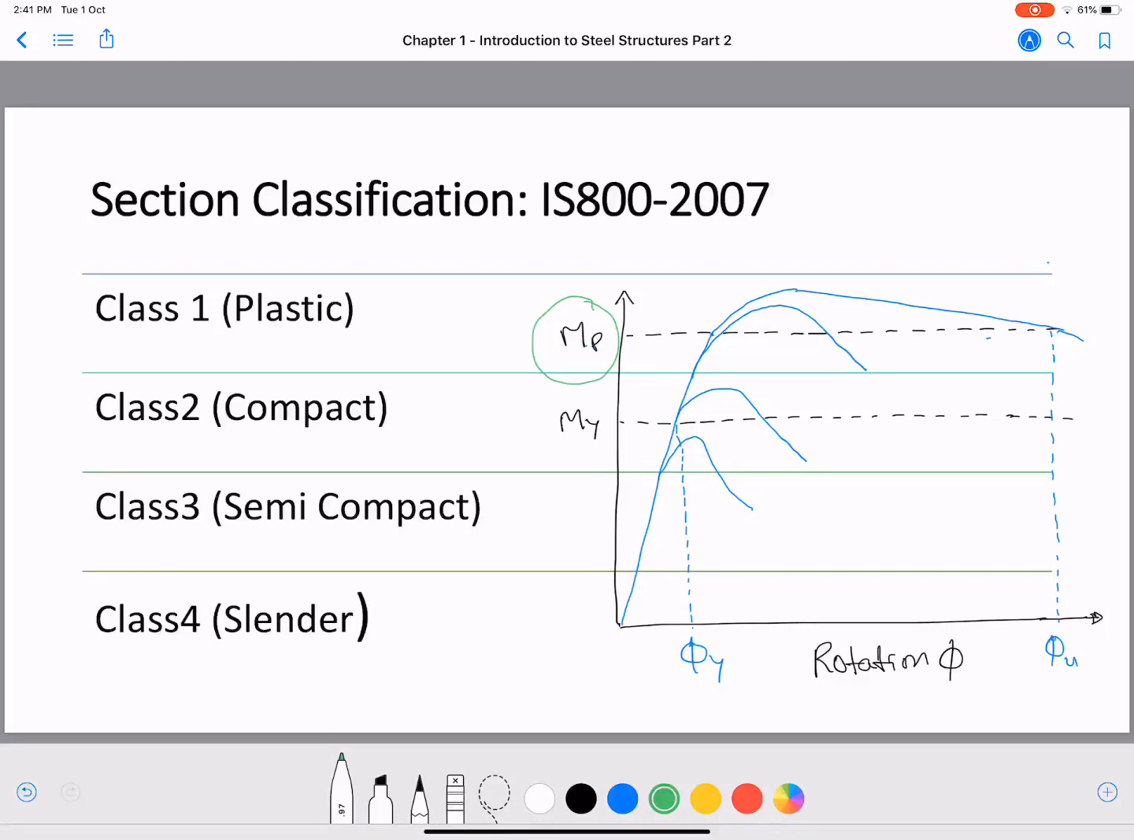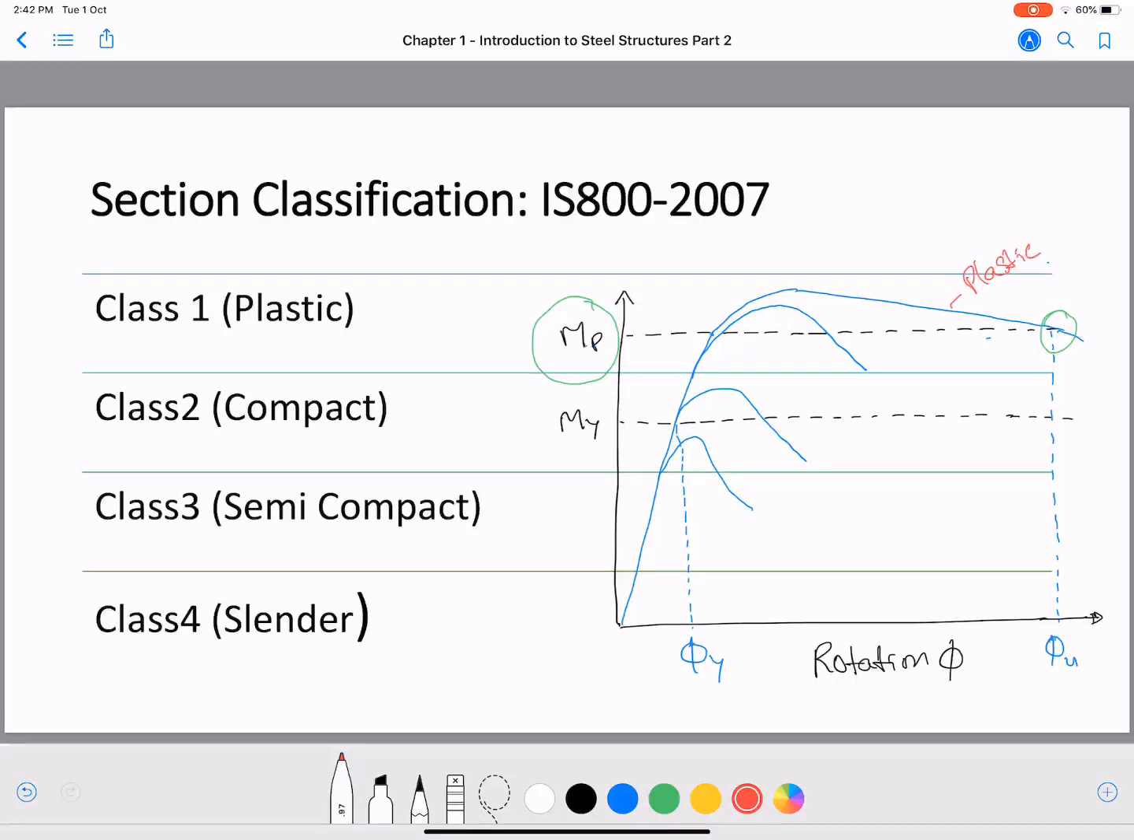Let's say, for example, if you start bending a beam, it will form a plastic hinge initially, right? If you keep bending, the hinge will maintain a certain level of strength until a complete failure mechanism is formed. This is called a plastic section.